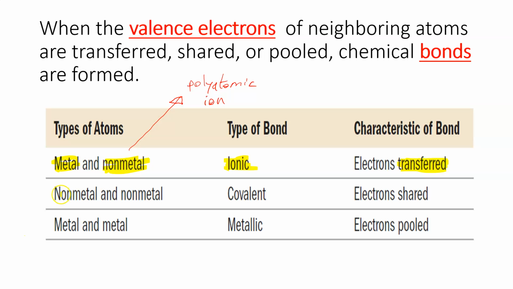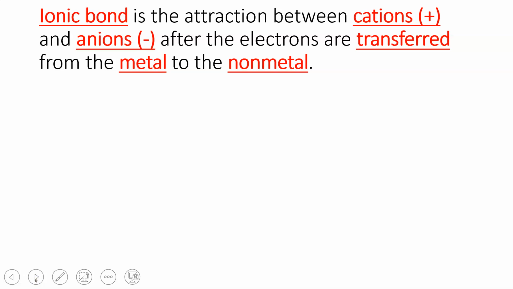All right, if we have a nonmetal reacting with a nonmetal, that's going to be a covalent compound, and electrons are shared in this case. If you've got a metal and a metal bonded, that's a metallic bond. It's just metals and metals. And we say the electrons are pooled, or we say it's a sea of electrons.